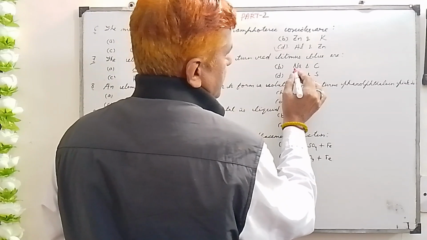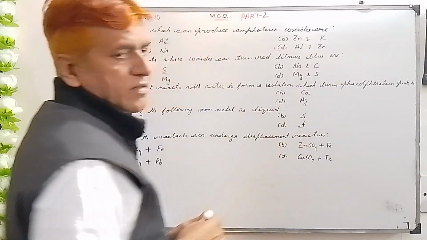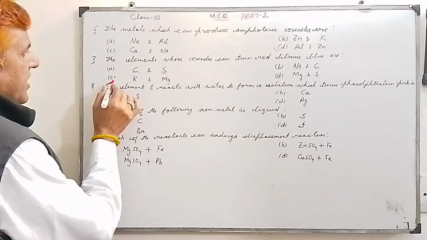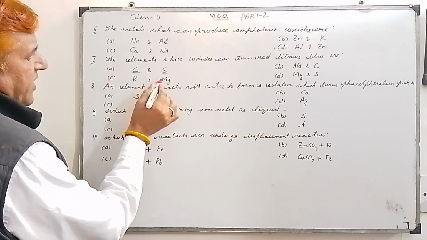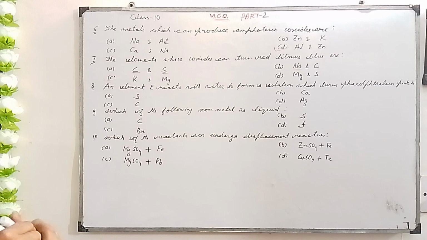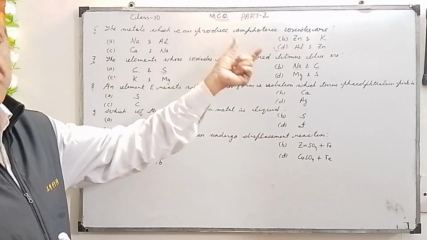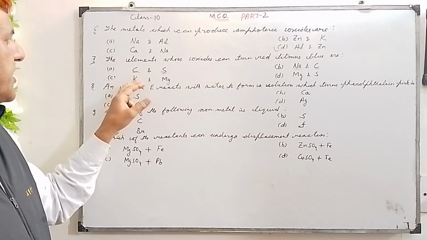Here we have sodium. Sodium is metal, but carbon is non-metal. So again, this is not our correct answer. And in C we have potassium and magnesium. So here both elements are metals. So their oxides are basic in nature. So this is our correct answer.